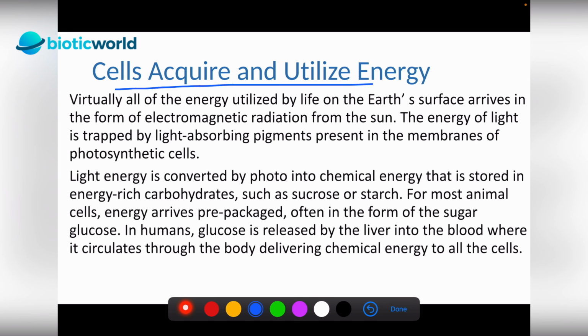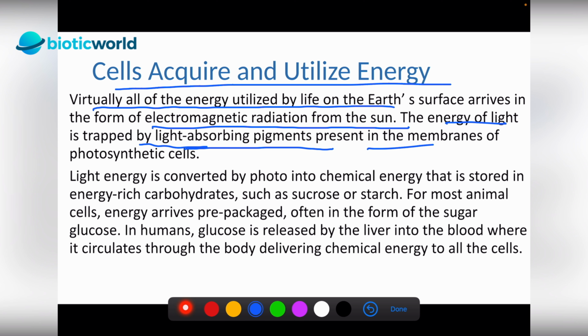Cells acquire and utilize energy. Virtually all of the energy utilized by life on the Earth's surface arrives in the form of electromagnetic radiation from the sun. The energy of light is trapped by light-absorbing pigments present in the membrane of photosynthetic cells. Here, it refers to photosynthesis.